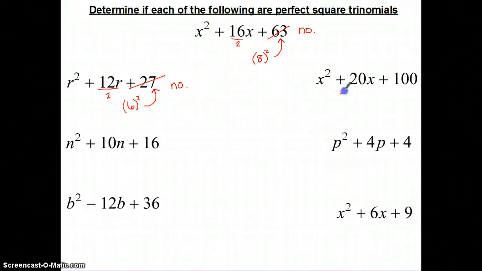This third one should be a yes. Down here to the left, this would be a no. To the right, we have a yes. Down to the left, we have a yes. And to the right, we have a yes.